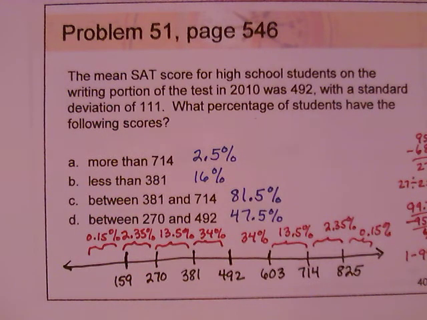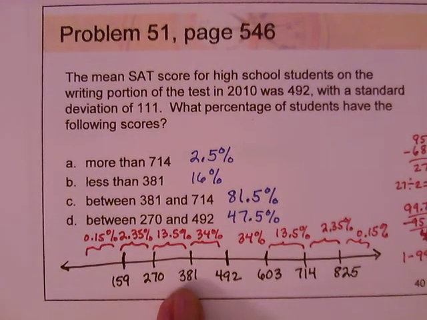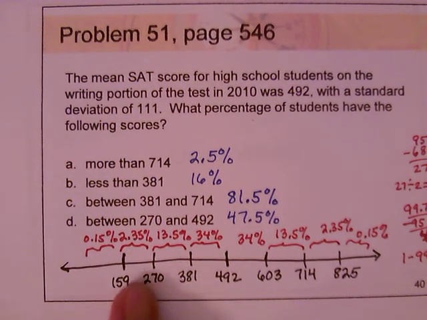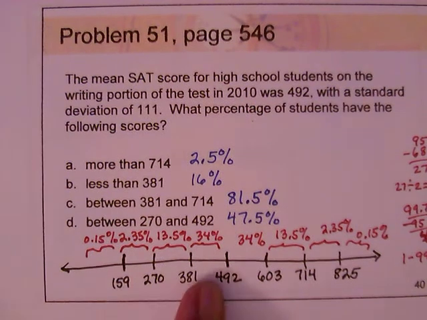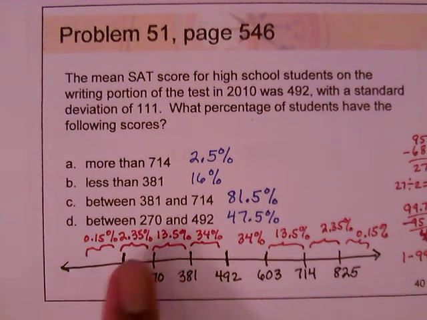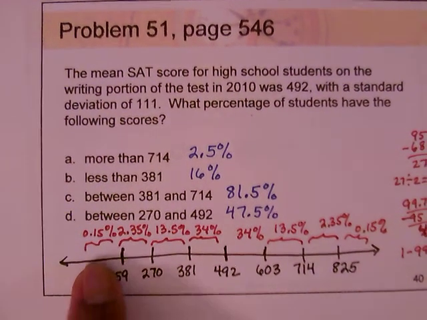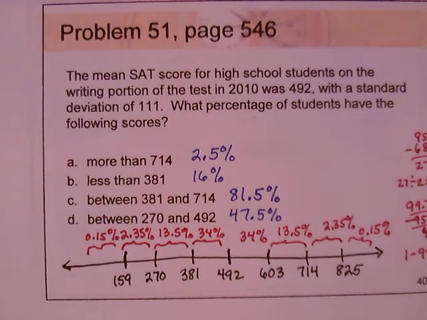And then next is less than 381. Here's 381. I need to look at everything to the left of 381. So in this case here, 13.5, 2.35, 0.15. Add those up, you'll get 16%. So that represents the percentage of students who have SAT scores less than 381.